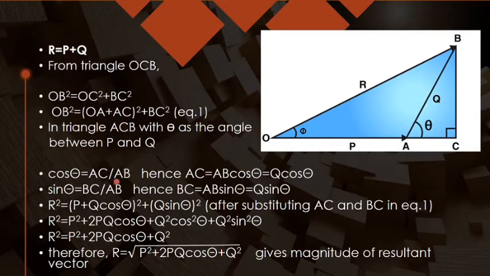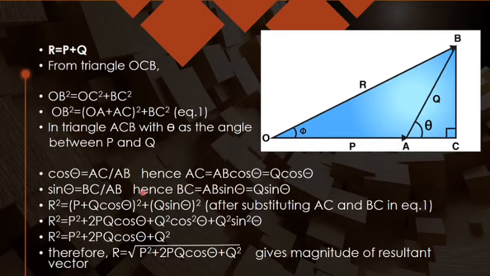Here you can see AC divided by AB, or you can write AC equals AB cos theta, because I know the value of AB is Q. Here I mean the magnitude of Q. If you want to be more specific, you can put the modulus sign and an arrow. It means I am talking about the magnitude of Q vector.